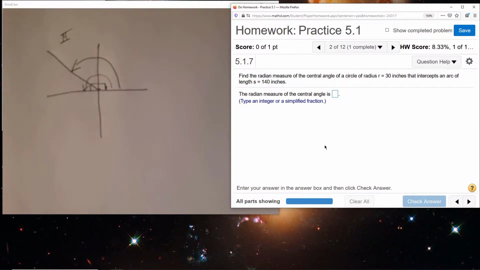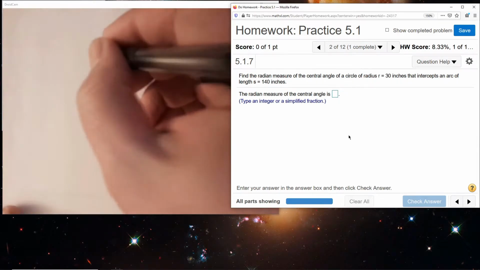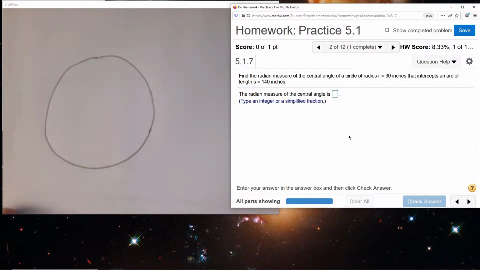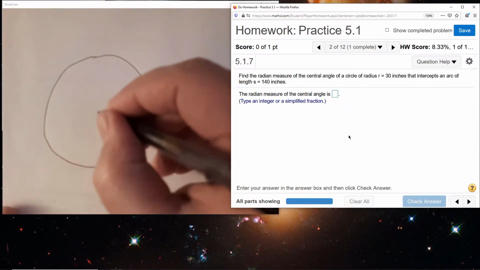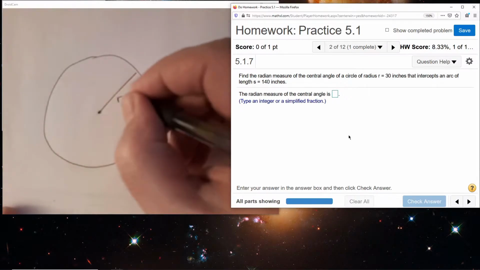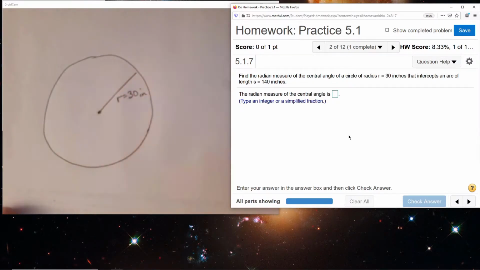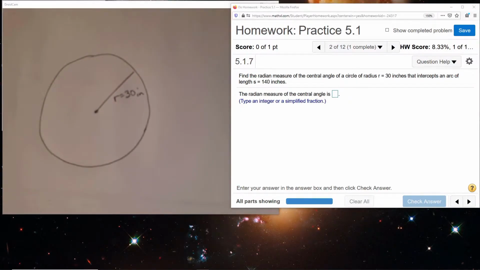So we need to find the radian measure of the central angle of a circle of radius 30 inches. So let's draw this all out here. So we have a circle, and it has a radius of 30 inches. And the arc, it says arc of length. So I don't know why they have the word of there. So they're talking about arc length here.